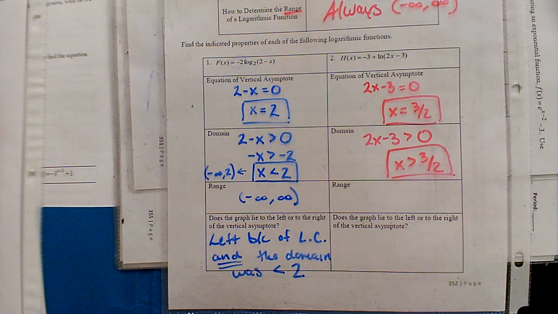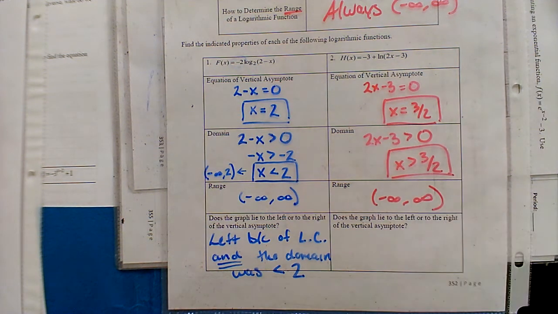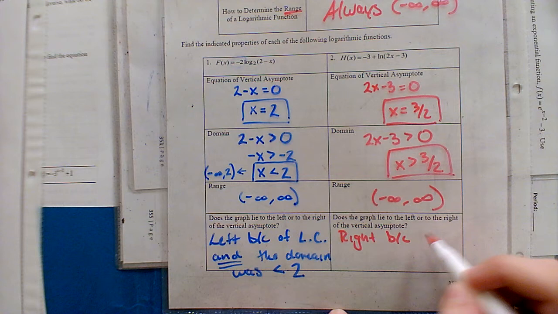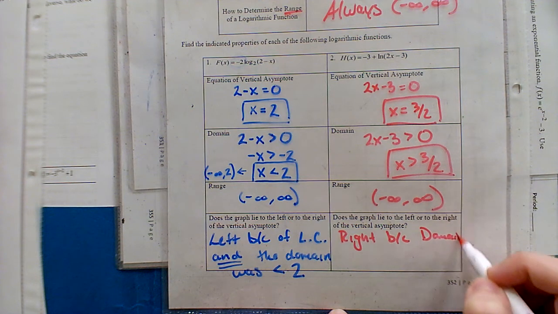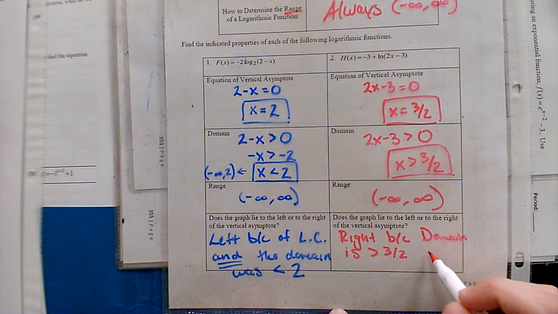All right. Range of this log function. It's a natural log, but it's still a log. Good, Ashley? Perfect. And are we to the right of that asymptote or to the left? Right, since X is greater than 3 halves. So right because the domain is greater, meaning to the right of that 3 halves.